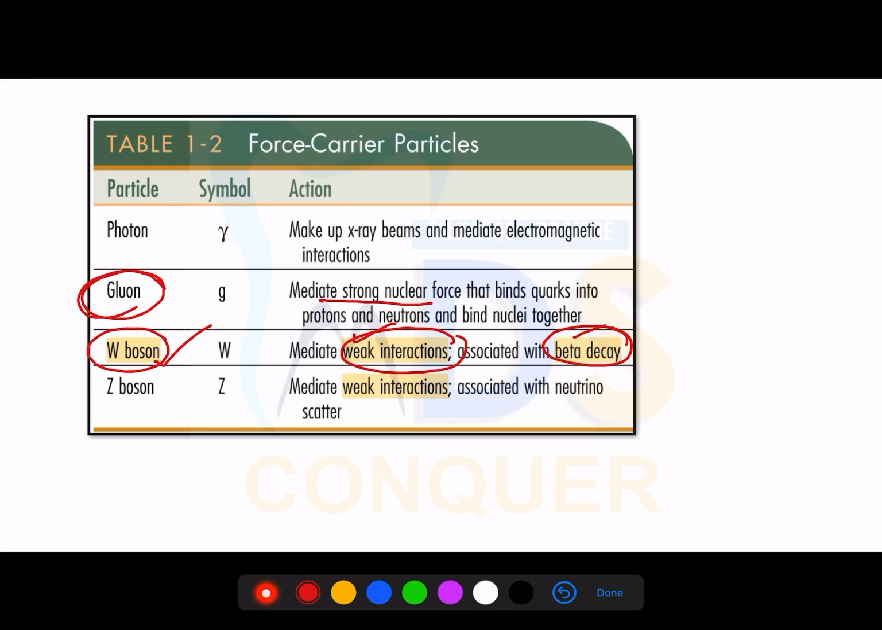And one more force carrier particle, that is Z boson. So this Z boson mediates the weak interaction, and this is also associated with neutrino scattering. So these are the important points you have to remember regarding the force carrier particles.